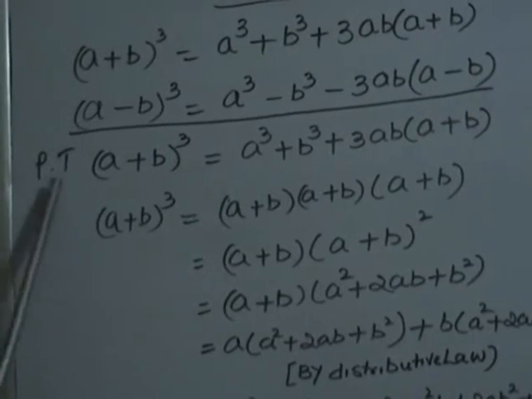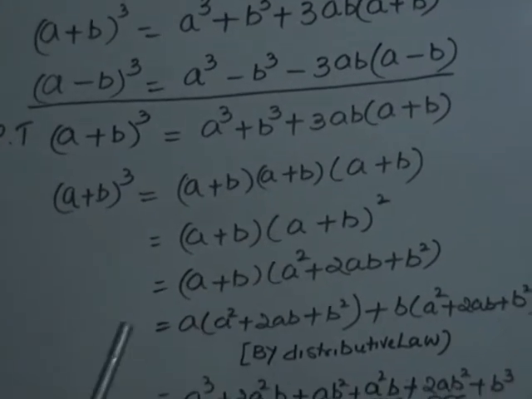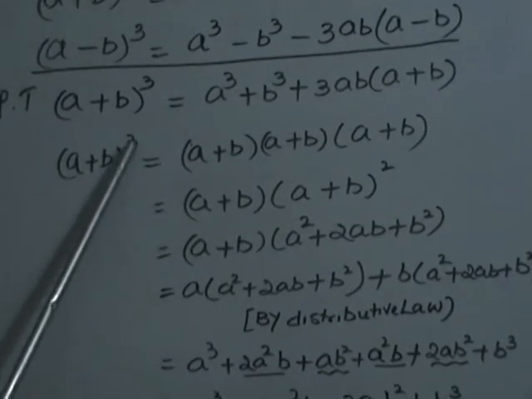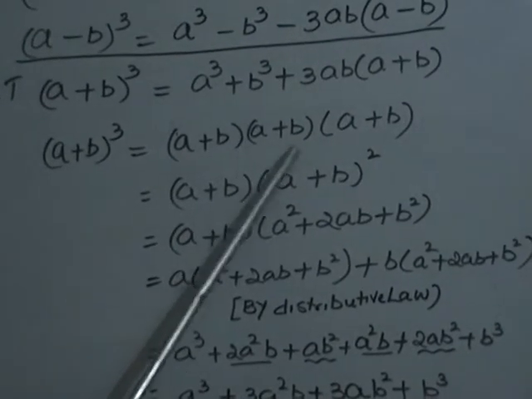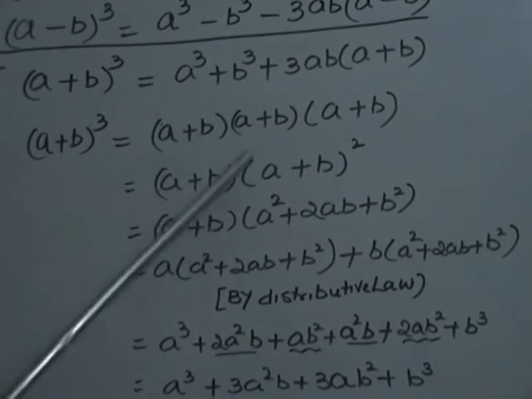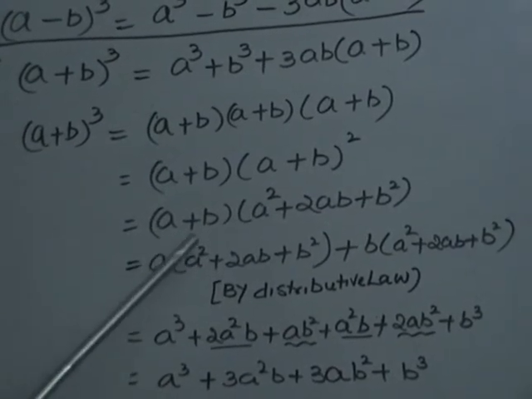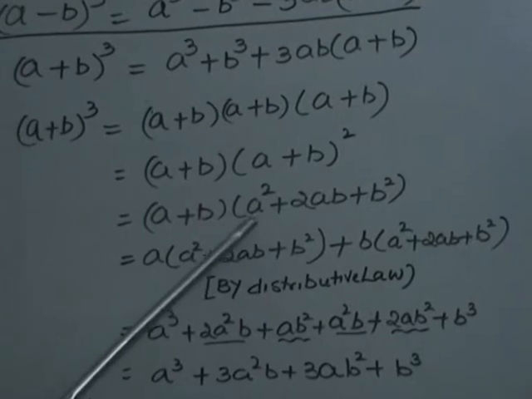Now let us prove (a + b) whole cube is equal to a cube + b cube + 3ab(a + b). (a + b) whole cube is nothing but (a + b)(a + b)(a + b). This is by the law of exponents. Now (a + b)(a + b)(a + b) is nothing but (a + b) into (a + b) whole square. Therefore, (a + b) into (a + b) whole square is (a + b)(a square + 2ab + b square).